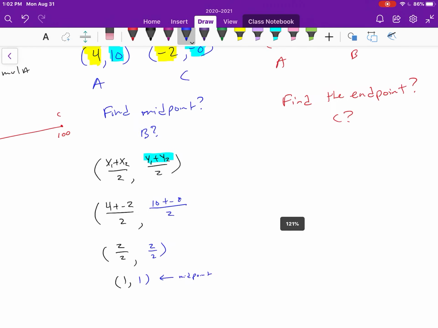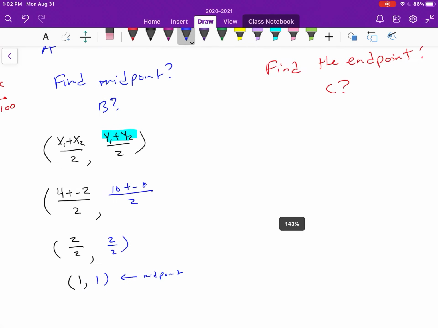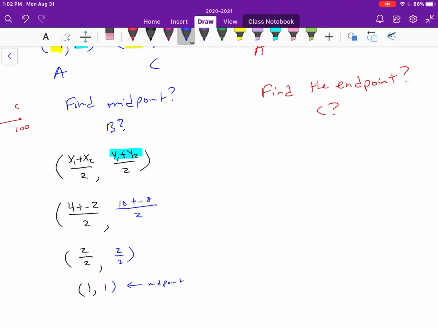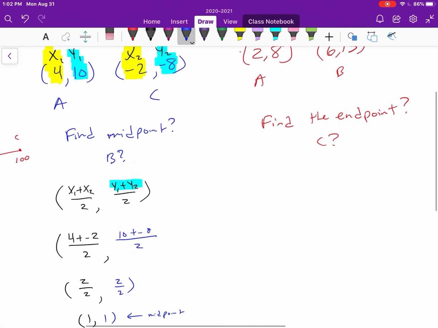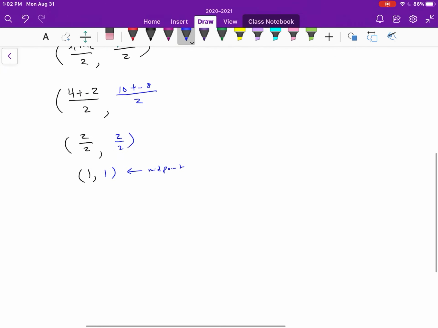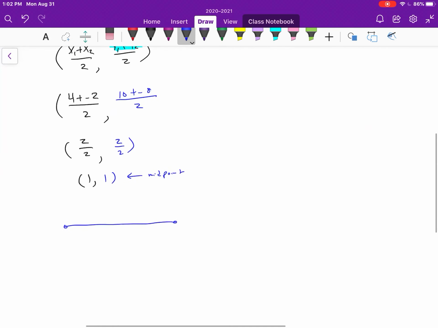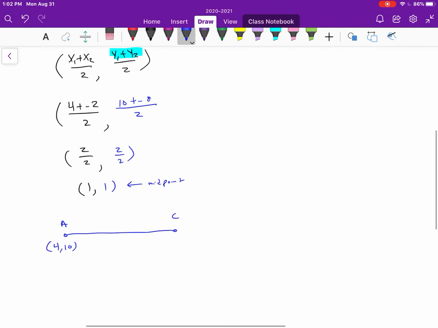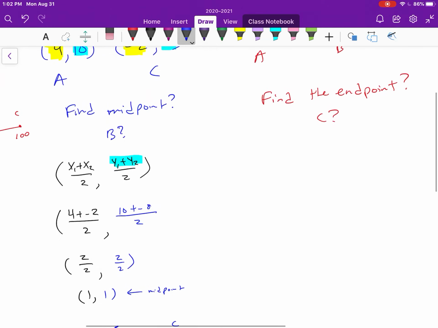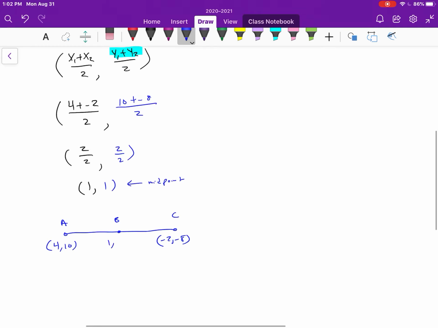Now, if you want a visual representation of this, one way to consider it is that you can always draw the picture for yourself. I just keep it straight so it's a little bit easier to read. So 4, 10, and that was my A. And my C happened to be -2, -8. And then your B can be the 1, 1.